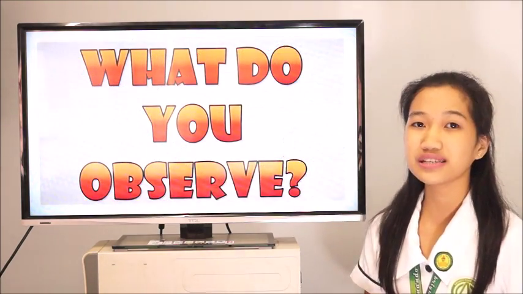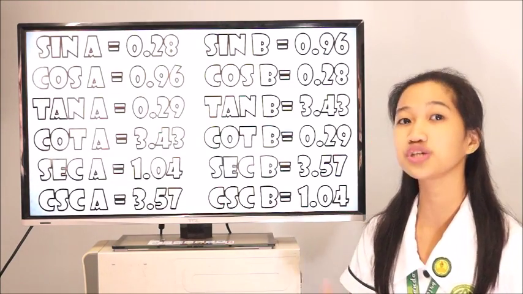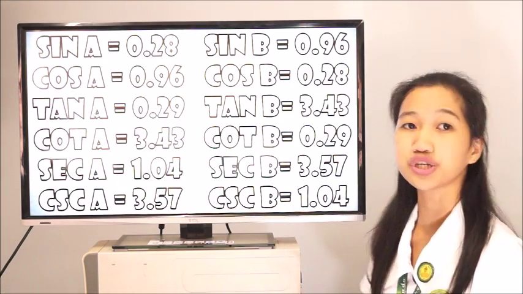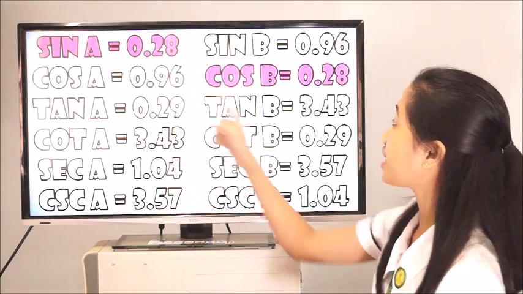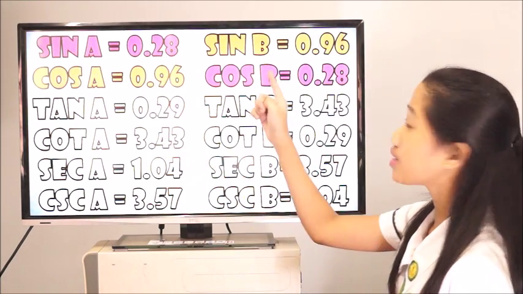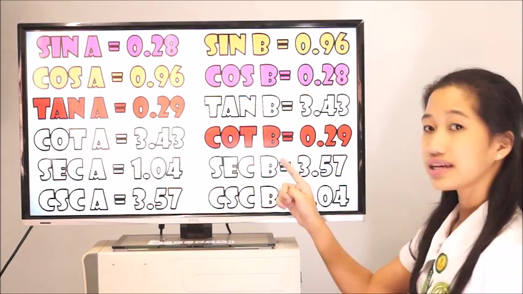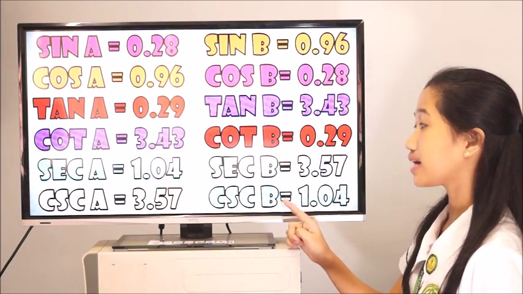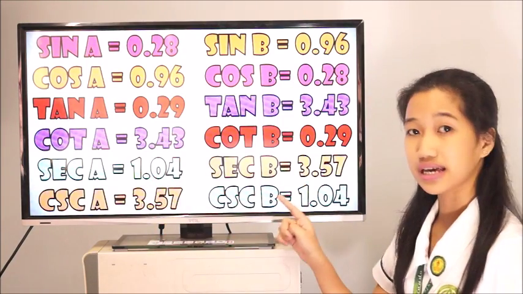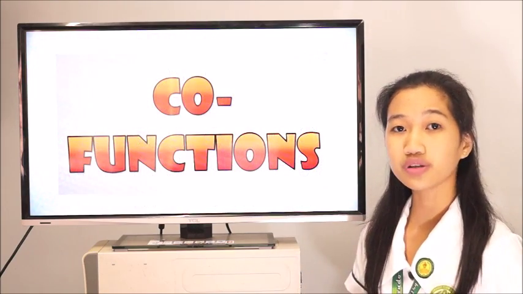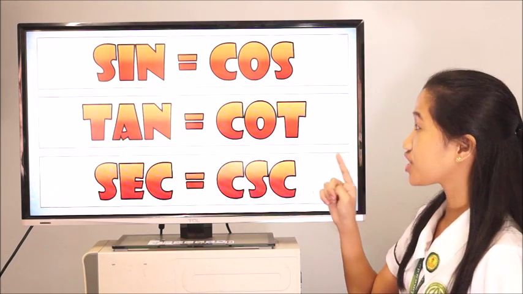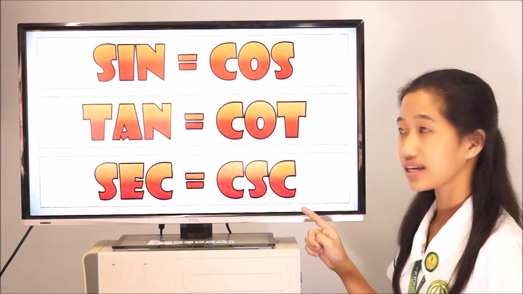So, the question is, what do you observe? Given the values that we get for the trigonometric functions of angle A, there are some values which equal the trigonometric functions of angle B. As we can see, sine A equals cosine B, cosine A equals sine B, tangent A equals cotangent B, cotangent A equals tangent B, secant A equals cosecant B, and cosecant A equals secant B. This is what we call co-functions. We have 3 types: sine and cosine, tangent and cotangent, and secant and cosecant.